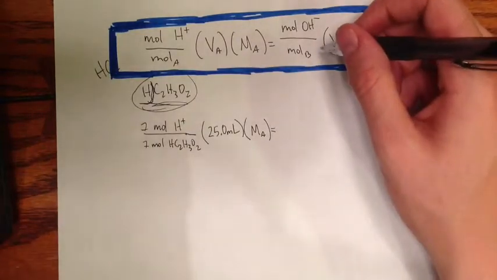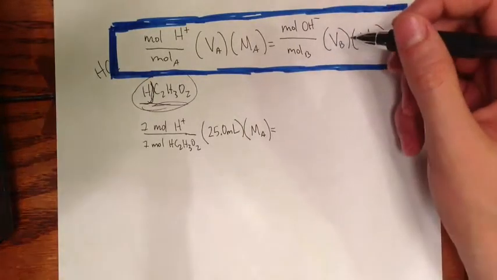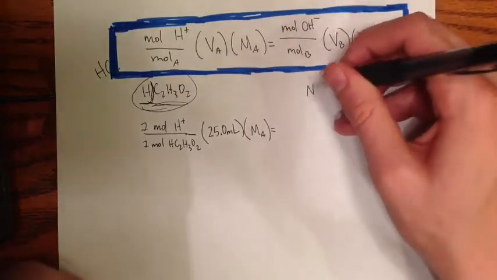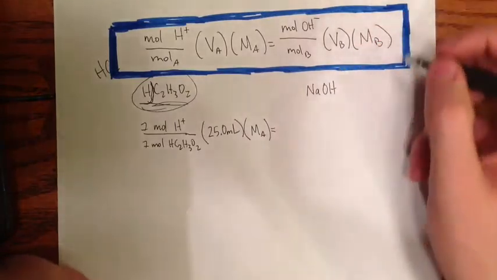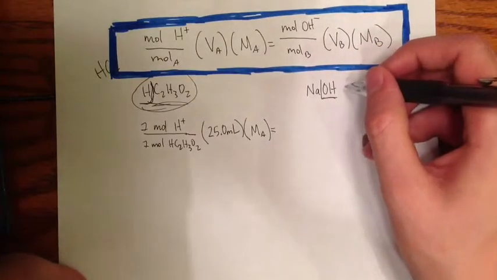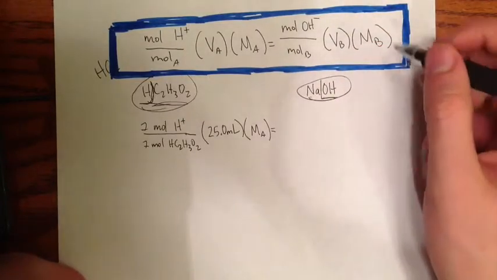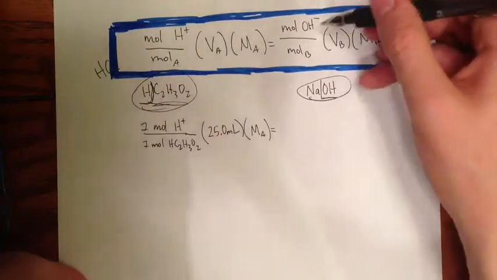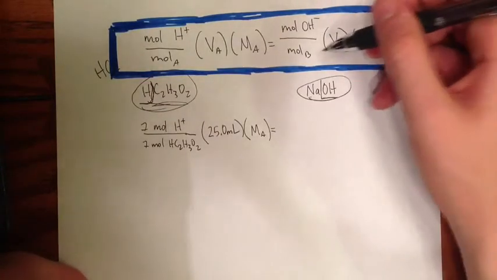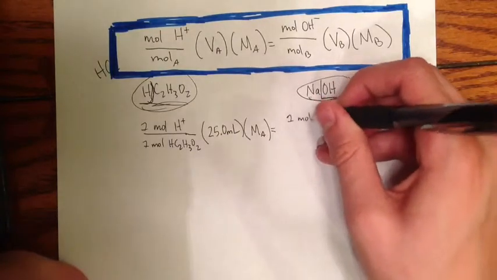Now we need to determine the number of moles of hydroxide per mole of base. The base we're working with is sodium hydroxide, which has 1 hydroxide ion per molecule. So it has 1 mole of hydroxide per mole of the base. So it's going to be 1 over 1 once again.